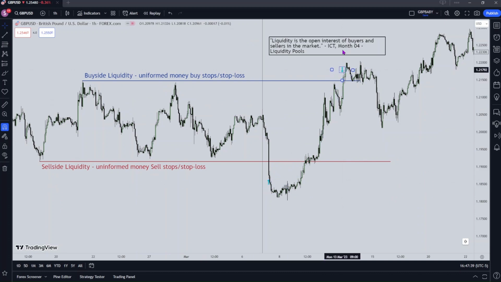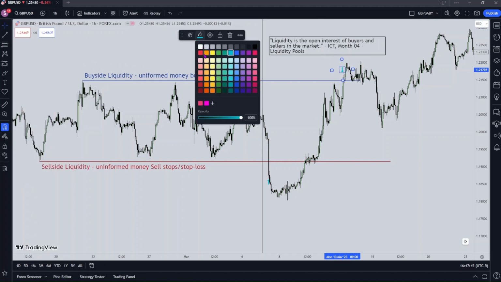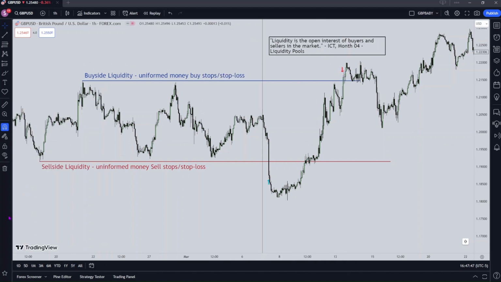Now this is, again, a very crude depiction of what liquidity is, but I do hope this has made things slightly more clearer. I am going to show us another example, so stick with me.